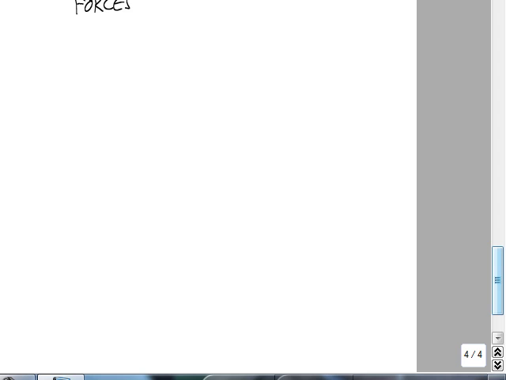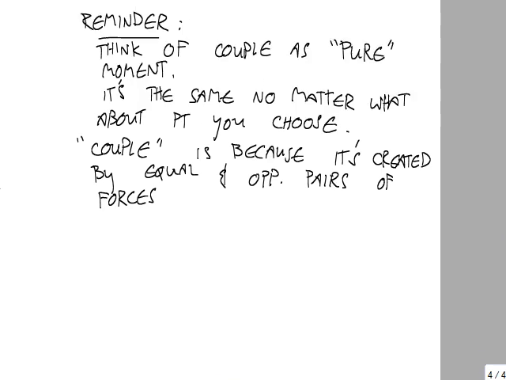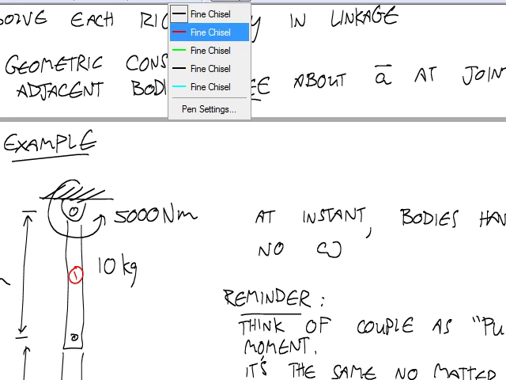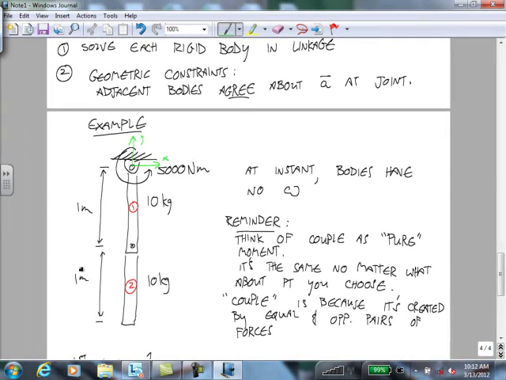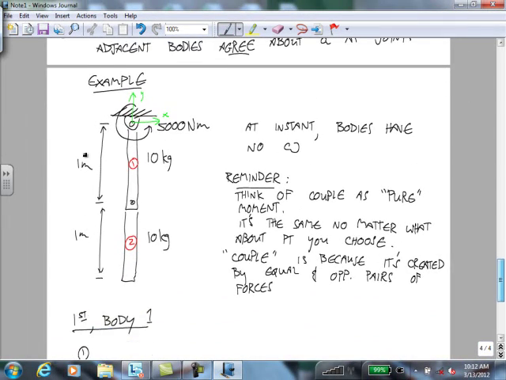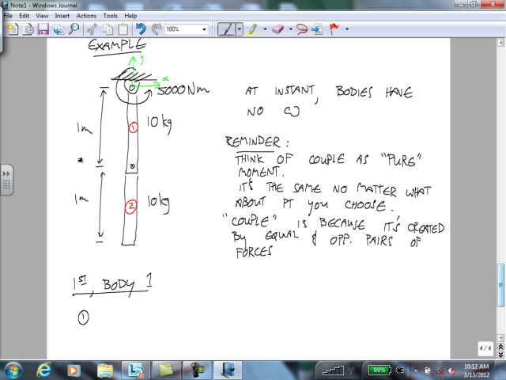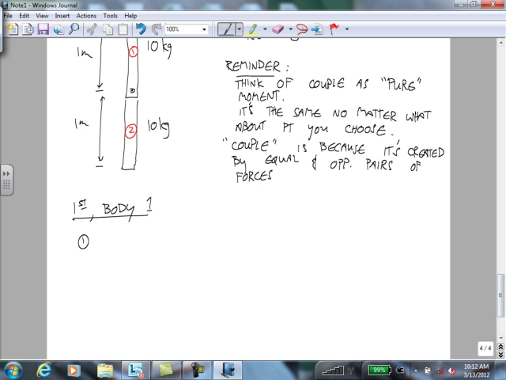Let's choose a coordinate system. Let's put it there. Does body one have a point, like, is there a point on body one that's fixed in the coordinate system? Yes, it's at that joint. And it's at the origin.